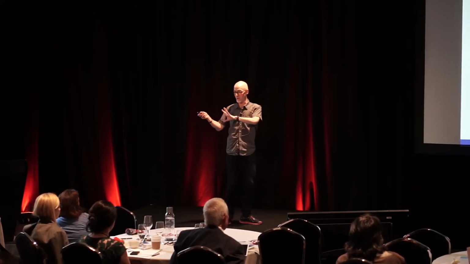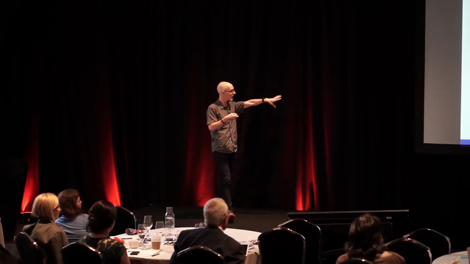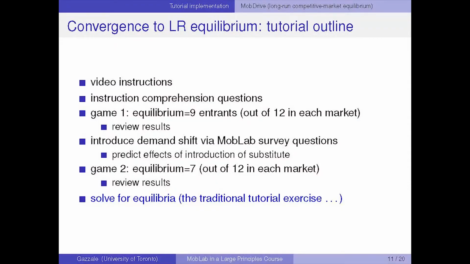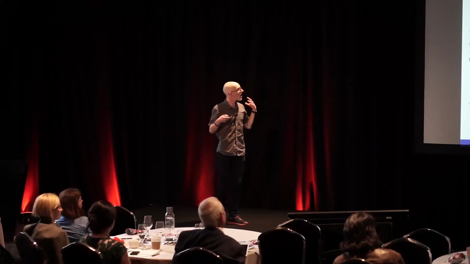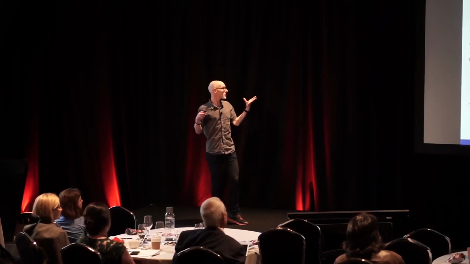And so at this point, I'm introducing a demand shift where they're doing it themselves, but we're going to play game 2, the equilibrium, where 7 out of 12 in each market enter. And so they are living the model that Alex presents in the textbook. And then afterwards, we do the traditional tutorial thing of solving for the equilibria, once students have already, in essence, found the equilibrium themselves. Now, a few weeks later, I posed a test question.